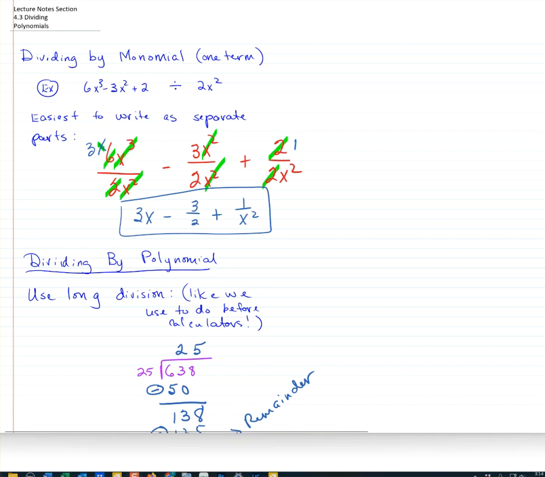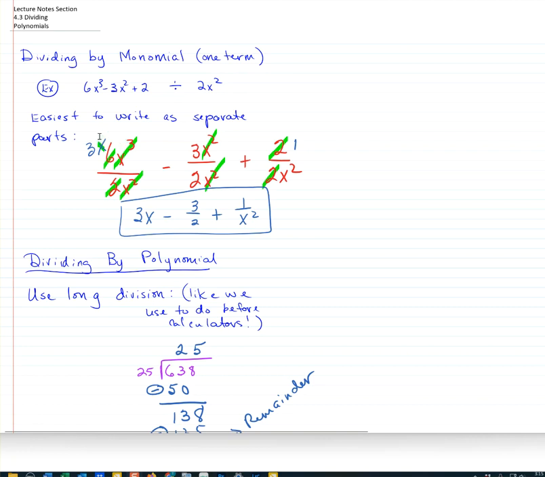This is section 4.3, and we're going to work with dividing polynomials. There's really two different things. If we're dividing by one term, a monomial, there's one technique. For example, if we had 6x cubed minus 3x squared plus 2 divided by 2x squared, that's just one x term, so that's a monomial.